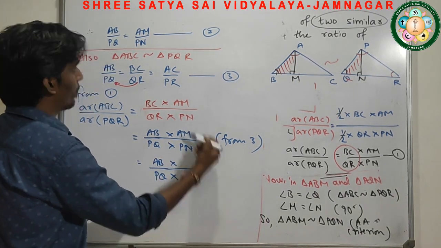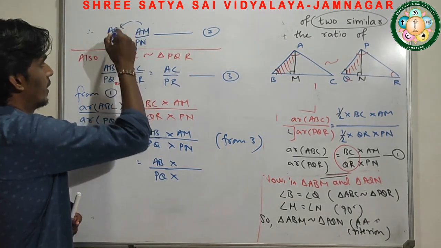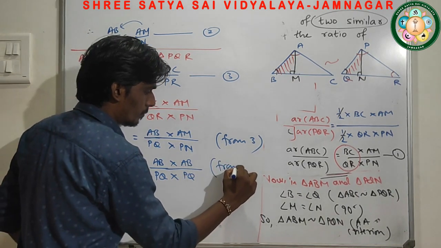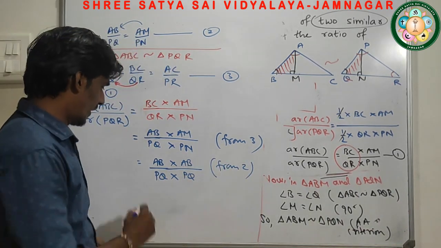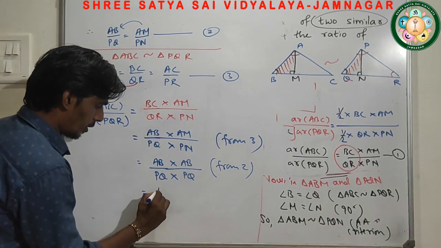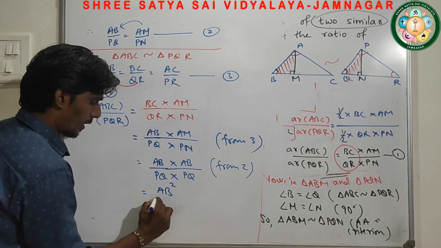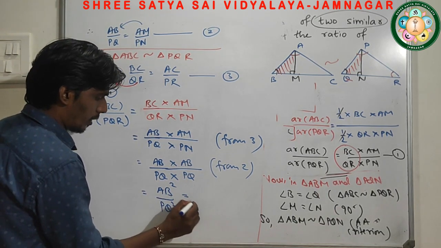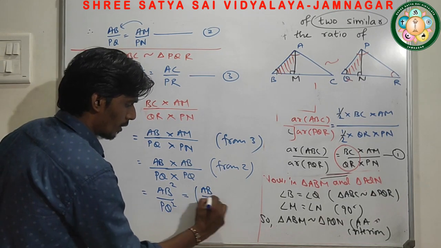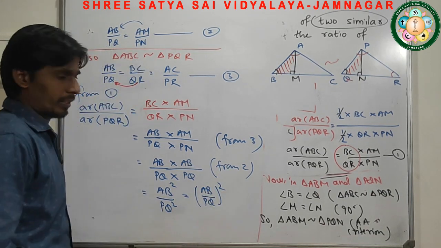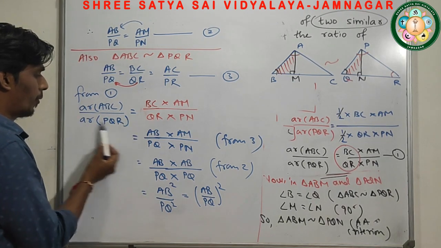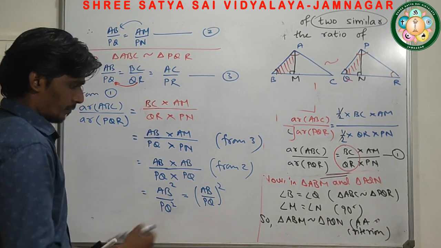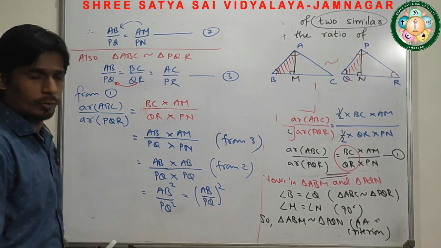Now keep this AB upon PQ as it is. Instead of AM upon PN, I am going to write AB upon PQ. Reason will be from 2. So from 2 I can write this. AB into AB, it's AB square. PQ into PQ is PQ square. So I can write this is equal to AB upon PQ whole square. This is area of ABC upon area of PQR. I got AB upon PQ whole square. Both are equal. This one and this one are equal already.